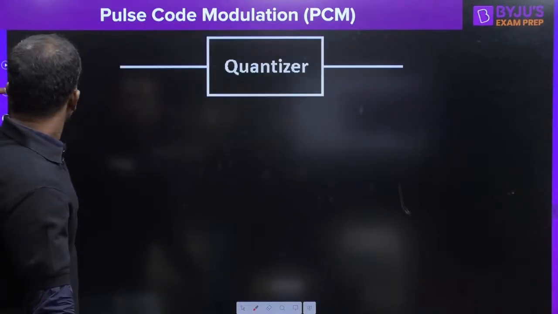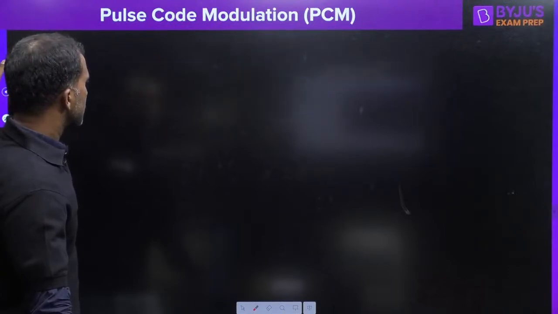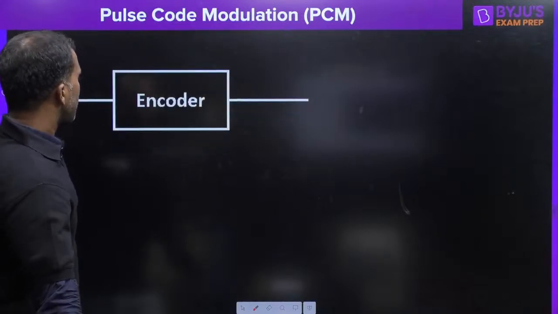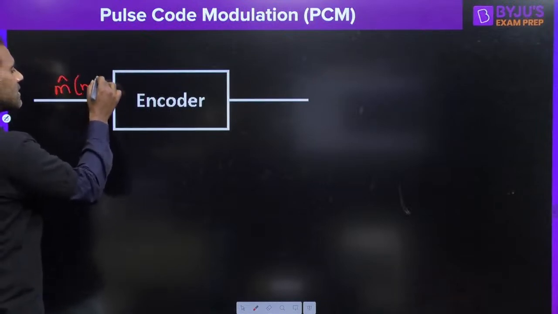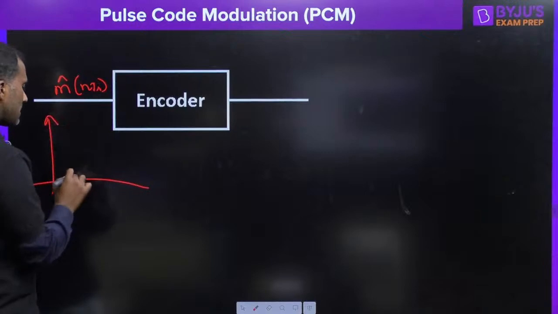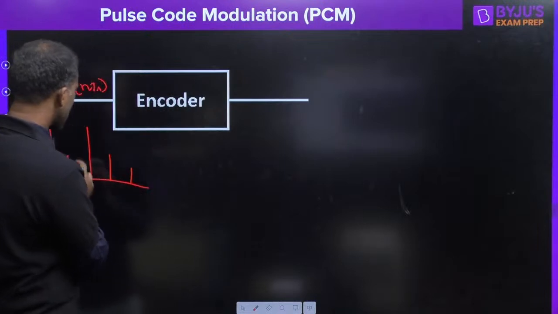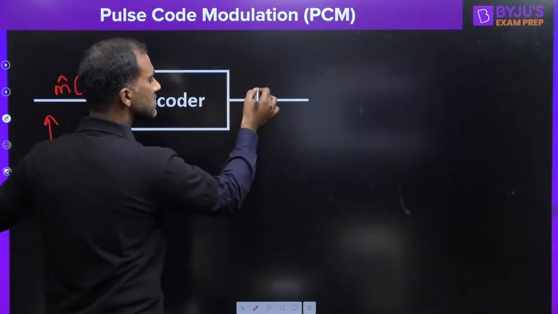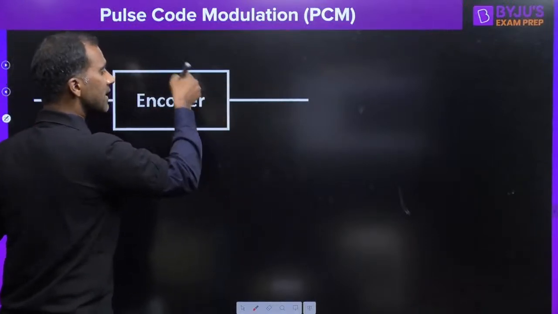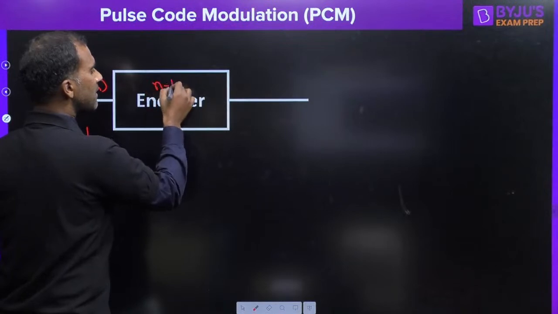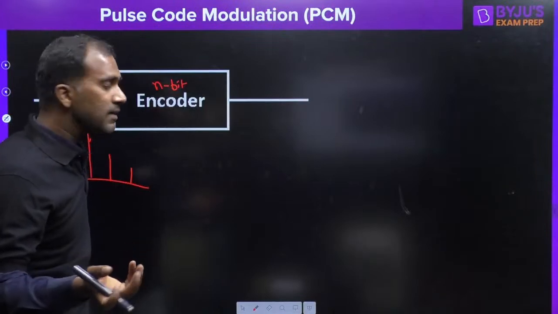So that m cap of nTs, that is applied as input to the quantizer. Here we have quantized samples. When these samples pass through the encoder, when the first sample is given, it will convert it into 8 bits. When the second sample is given, that is also converted into 8 bits. The third sample is also converted into 8 bits if it is an 8-bit encoder. Generally, we take it as an n-bit encoder, because n can be any value. In a practical PCM system, they use 8.